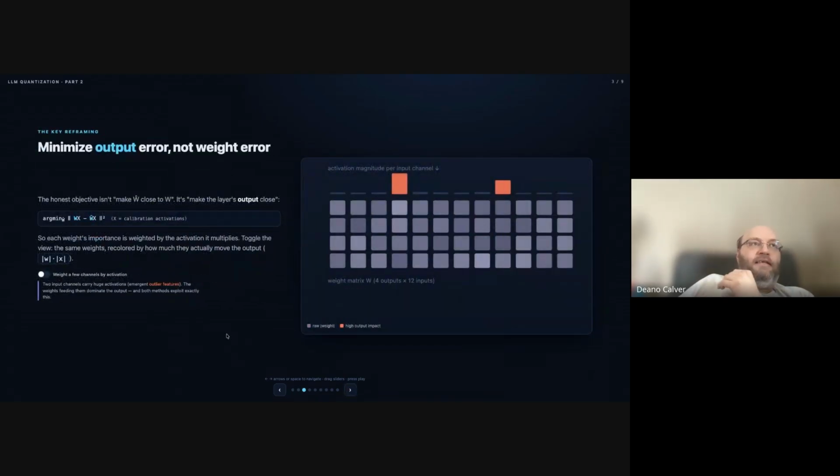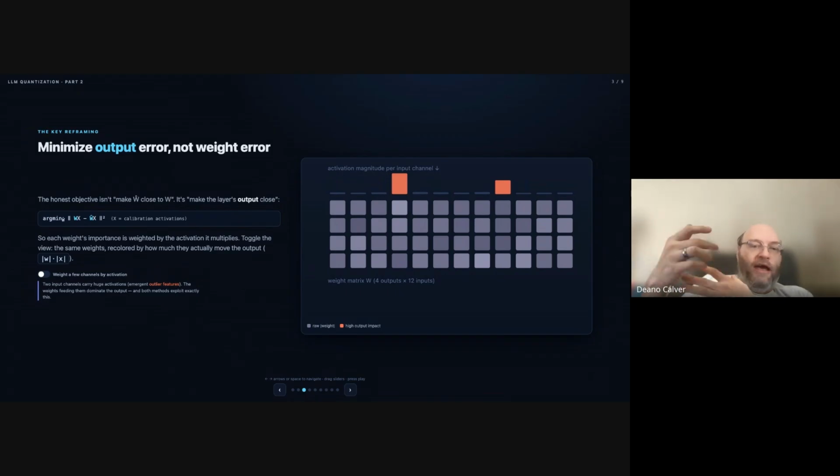So the first one is how you calculate this, right? And it's pretty simple. Again, you minimize the output error. So rather than the obvious thing of treating a weight as an individual thing, you simply look at the output and say, was this better or worse across all the weights versus one individual weight?